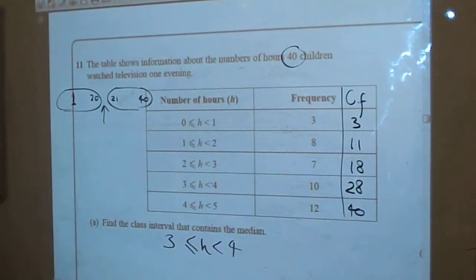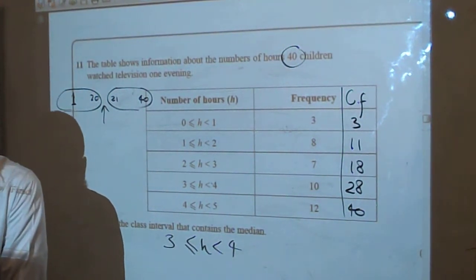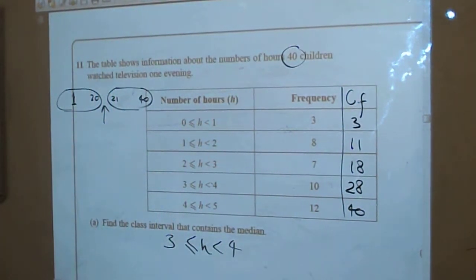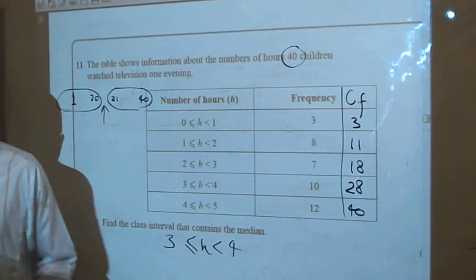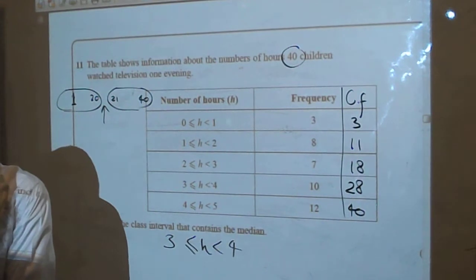Now, the next question. I don't want to move the board up for the moment. Let's read the next question. It says work out an estimate for the mean. Right, just give me one moment. Sorry about that, folks. Okay, alright. The next question is work out an estimate for the mean number of hours.